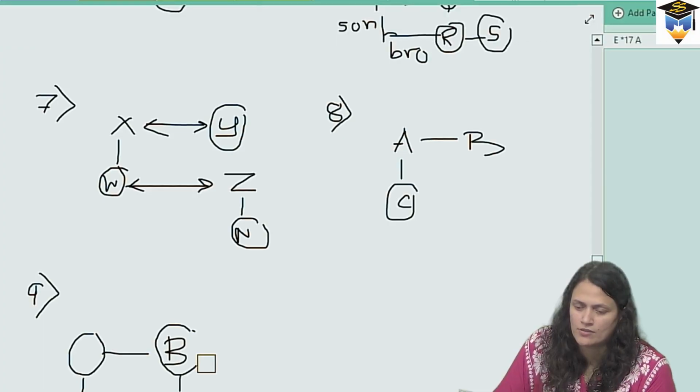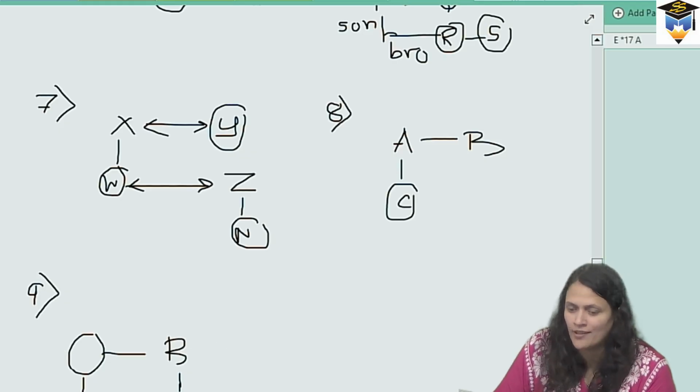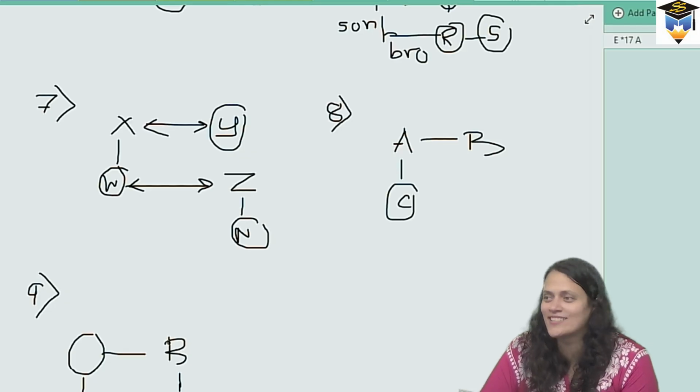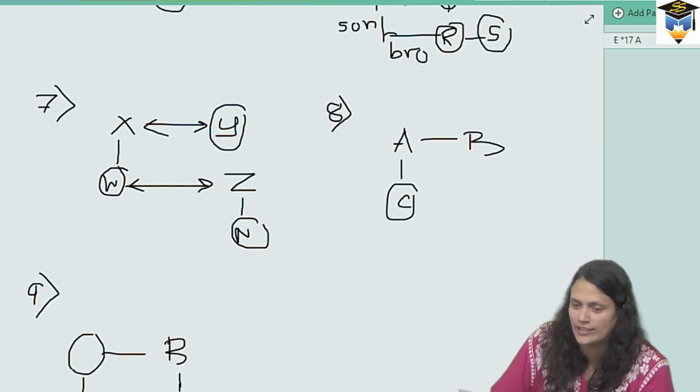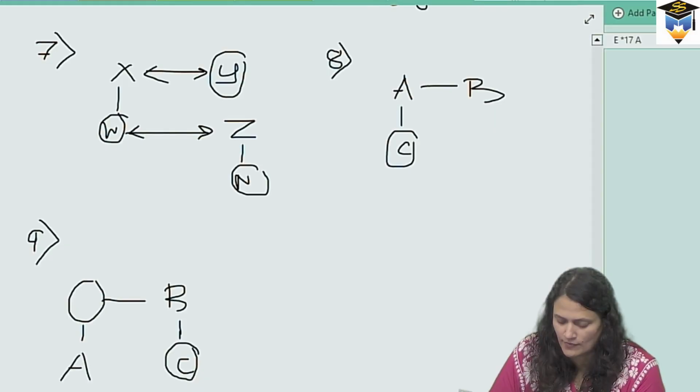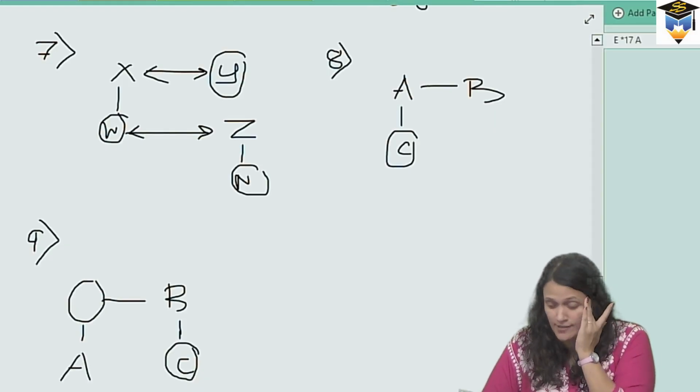B's gender is not given to us. So A's mother I've just shown with a circle. It's a sister of B. And B's daughter is given as C. So what is the relation between B and C is what they asked. So this will be maternal uncle. B will be uncle of C. Correct? And uncle in English is uncle only. So it is a maternal uncle. B is the maternal uncle of C. That is the answer.